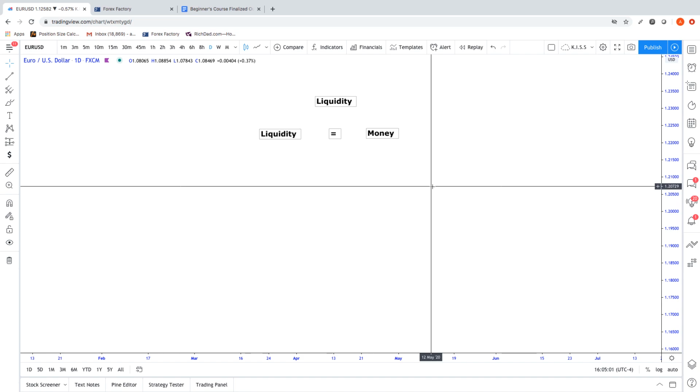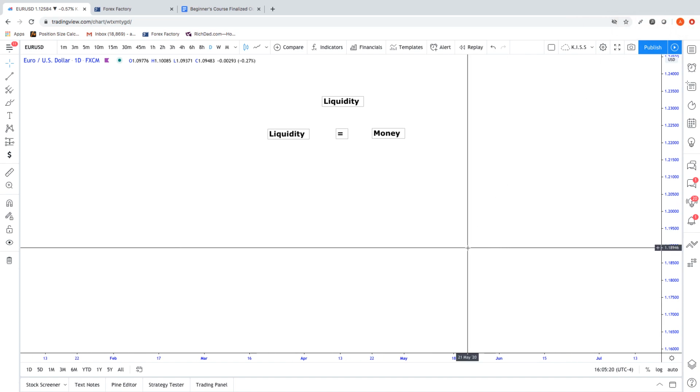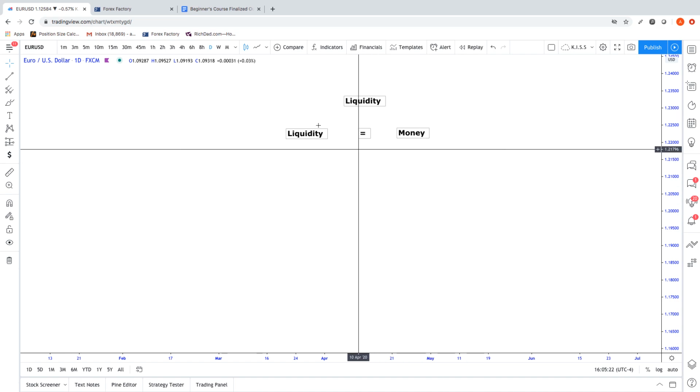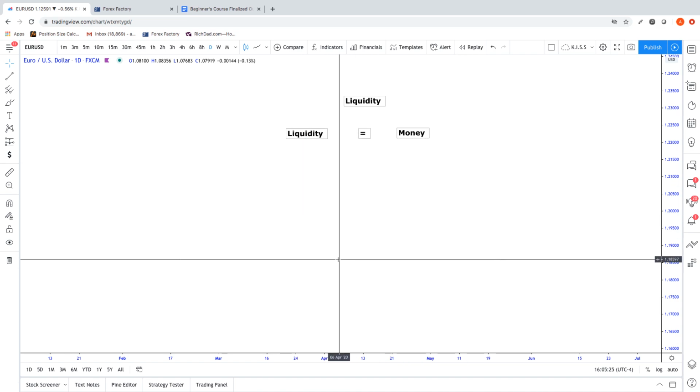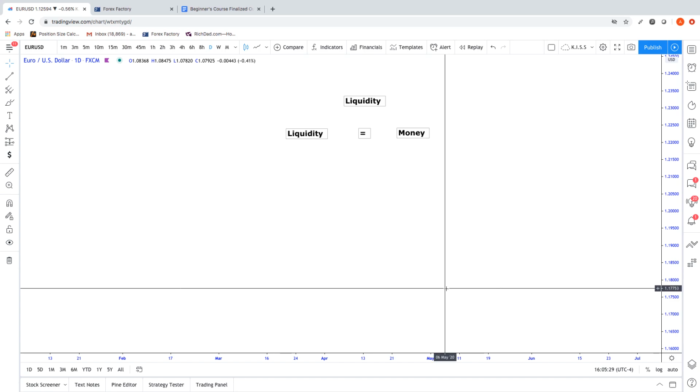So what is liquidity? When we refer to liquidity as it relates to the market, when we analyze the market, we are alluding to money. Liquidity in the market is where the money is in the market. Quite simply, liquidity in the market is above highs and below lows.